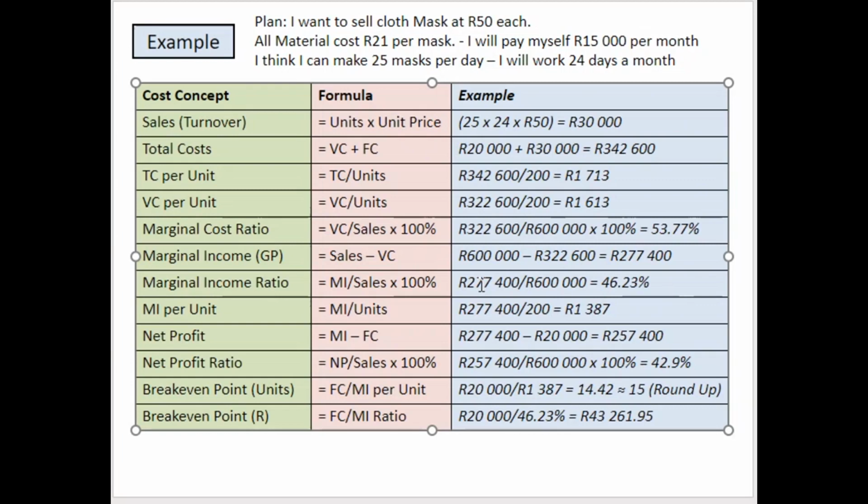My variable cost is equal to that same 25 times... You said 15,000. You said you want to pay yourself 15,000. Yeah, that's true. Okay, because that would be a complete disaster. 15,000, sorry, thanks, Cara. And my cost is 25 Rand times 21 Rand.